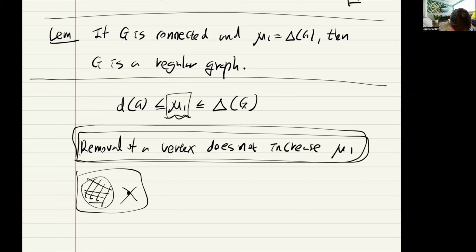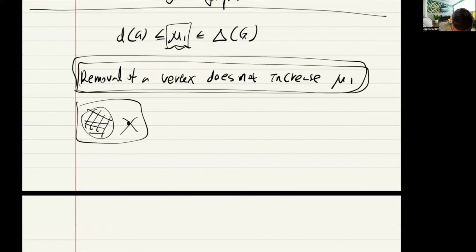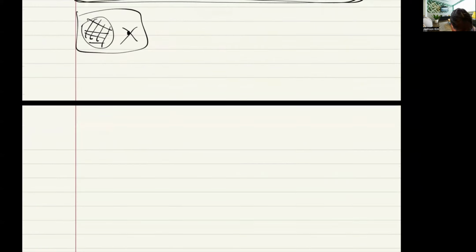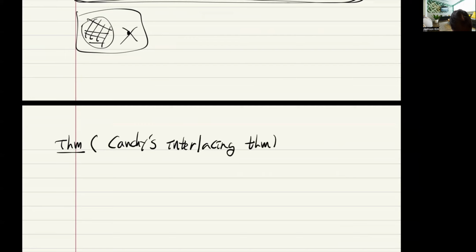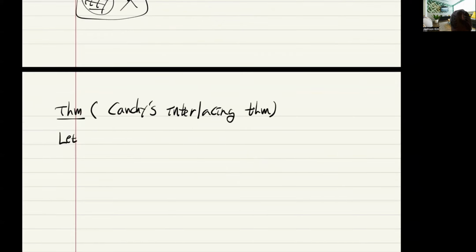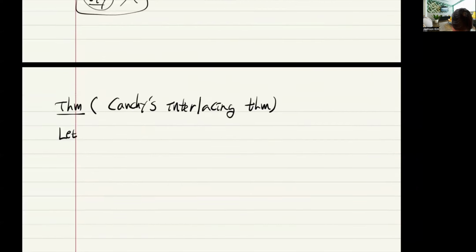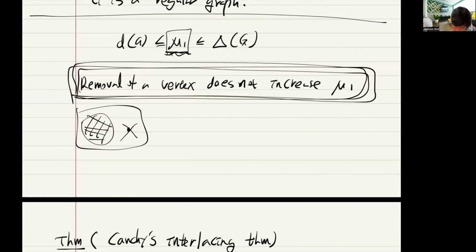If this mu1 is inherited, then we can use this to prove the relationship between the chromatic number and this mu1. For that, let's prove this. Something called Cauchy's interlacing theorem. So this theorem will give us this statement.